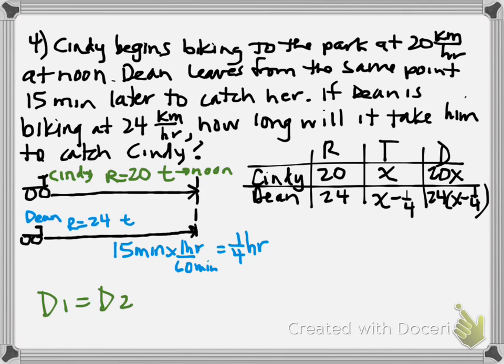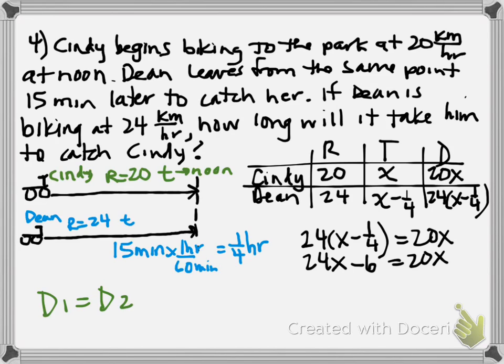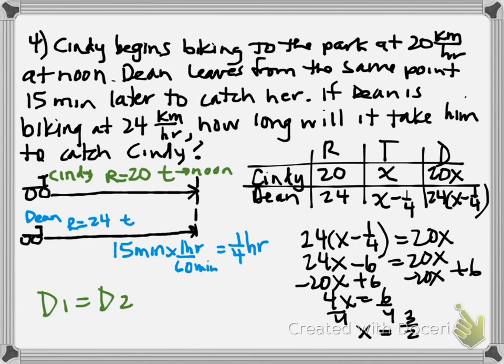And then you can see that he's going to catch up to her, so the distances they traveled are the same, so we set them equal to each other. They're two distances. And then solve. So we get 24x minus 6 equals 20x. I'm going to add 6 to both sides, subtract 20x from both sides. I get 4x equals 6, divide by 4. And I get, reduce that down by 2, 3/2.